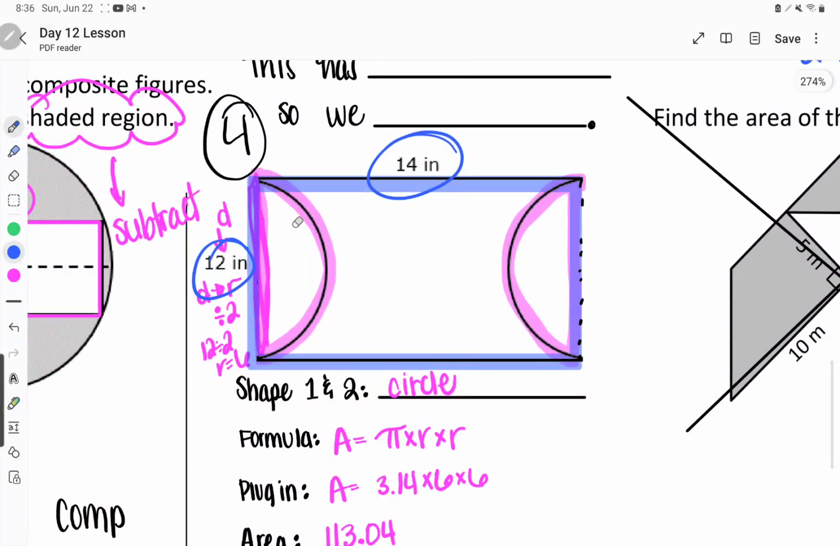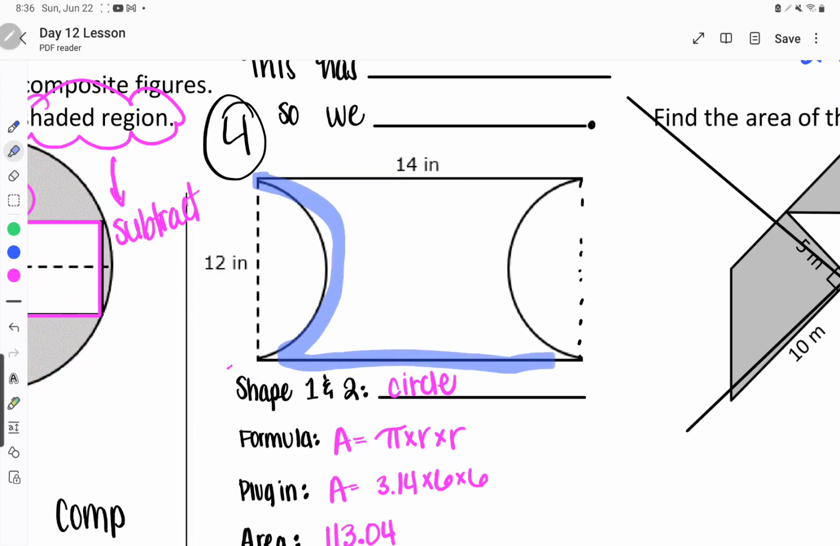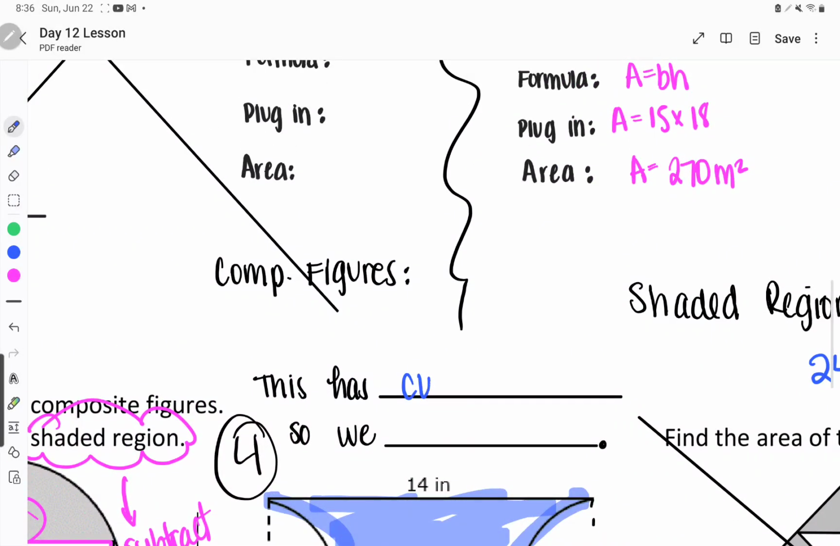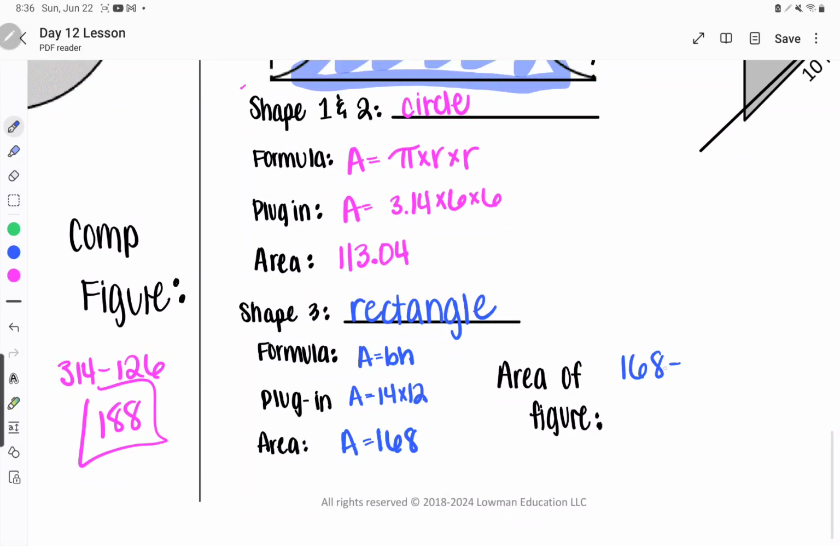Now, remember when I first started describing this to you, I told you that we were cutting off those two little semicircles. So if we literally cut these out, what operation do I do to figure out what's left of our picture? We would subtract because we're cutting something out. So this says a cutout. So we subtract. So I'm going to take 168 and subtract off 113.04. And that's going to give me 54.96.